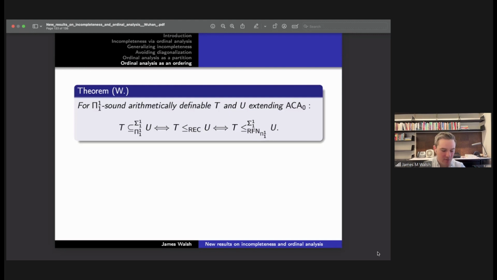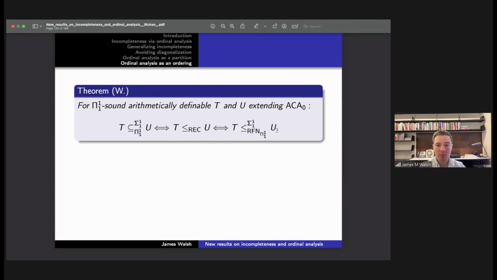Here's the theorem. For Π¹₁ sound and arithmetically definable T and U extending ACA₀, these three notions coincide. So T is Π¹₁ Σ¹₁ included in U, if and only if the proof theoretic ordinal of T is less than or equal to the recursive proof theoretic ordinal of U, if and only if T is less than or equal to U in this Π¹₁ reflection ordering with a Σ¹₁ oracle.